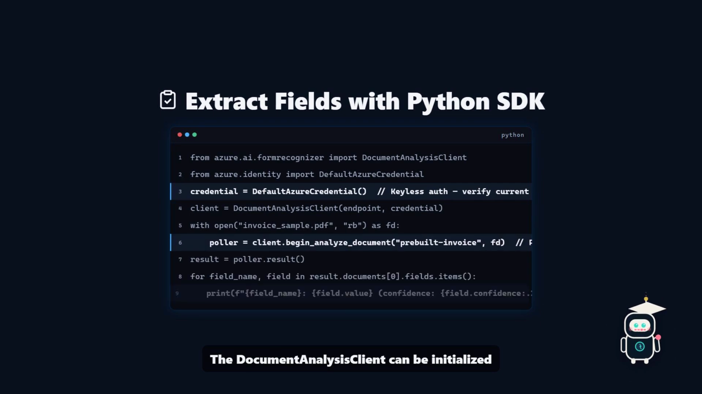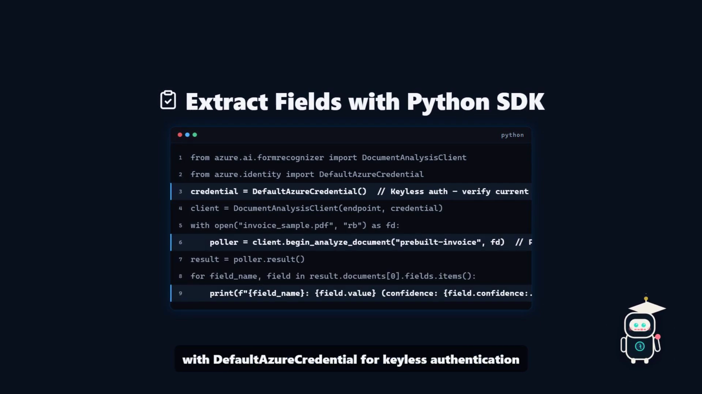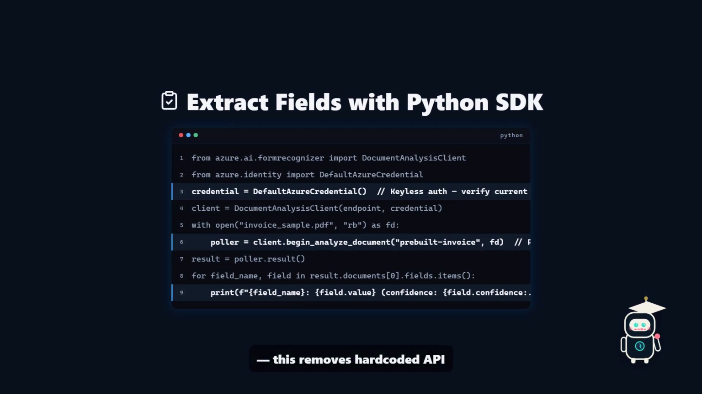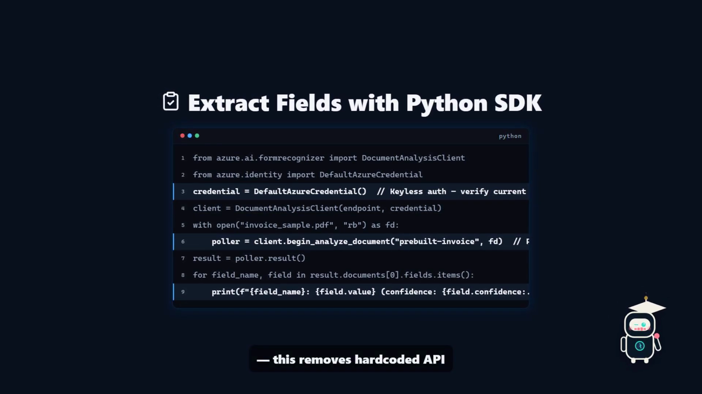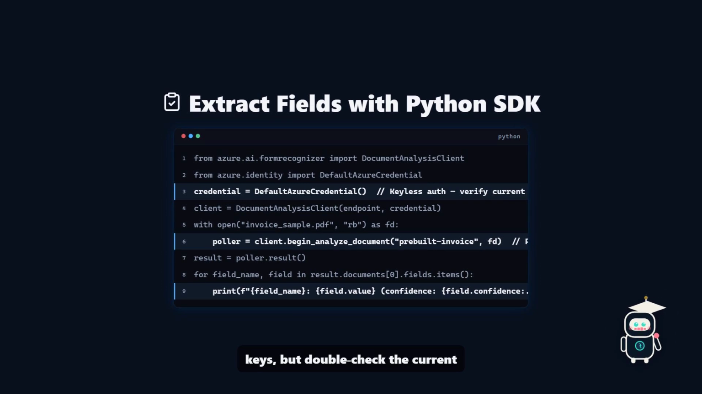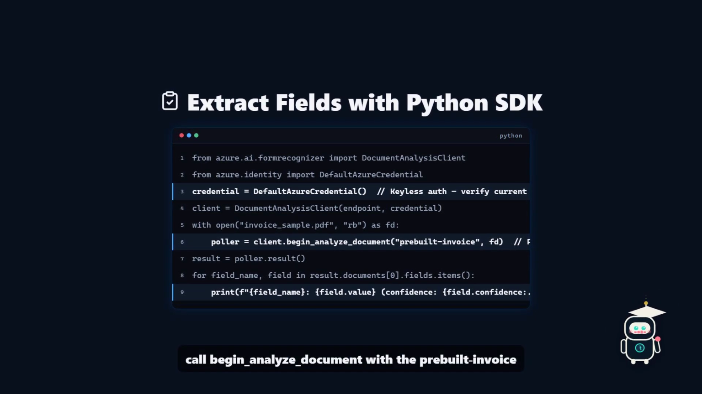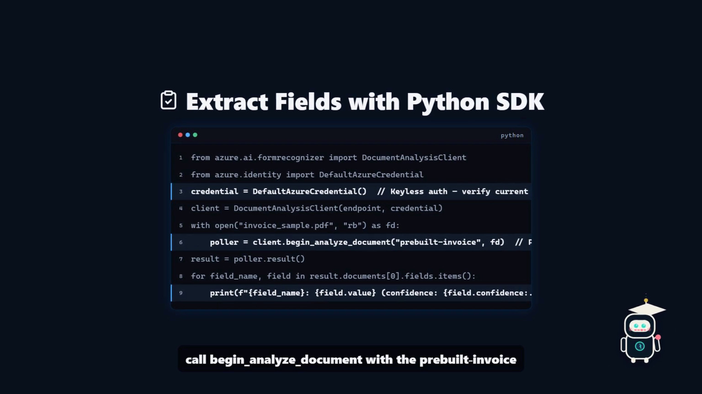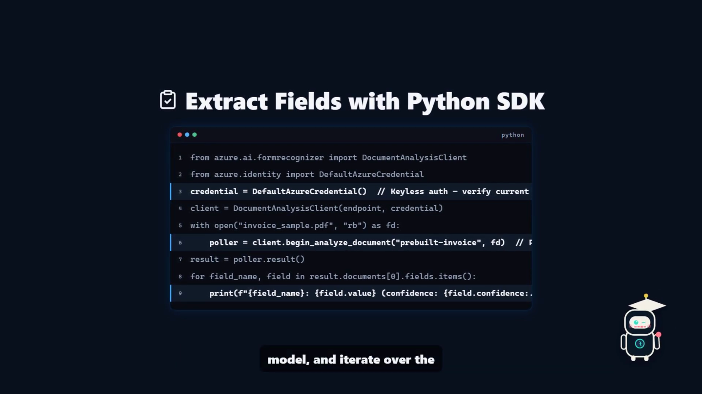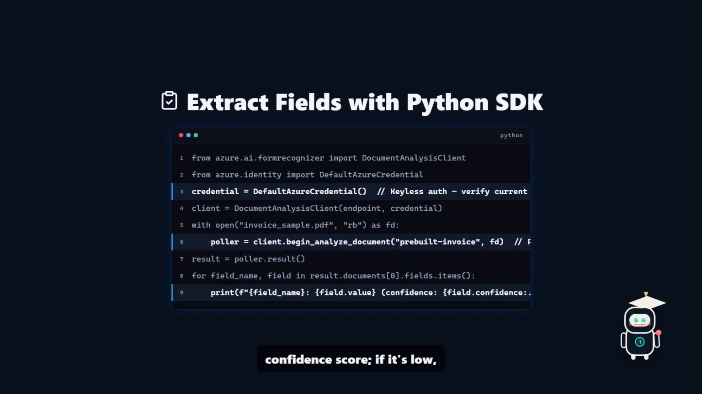The document analysis client can be initialized with default Azure credential for keyless authentication. This removes hard-coded API keys, but double-check the current SDK documentation for setup requirements. You feed it a PDF, call begin analyze document with the pre-built invoice model, and iterate over the fields.